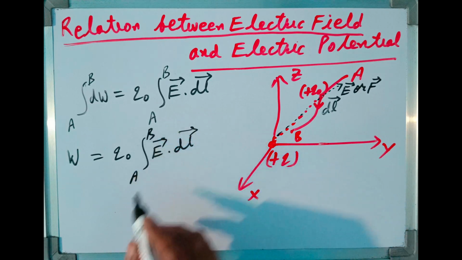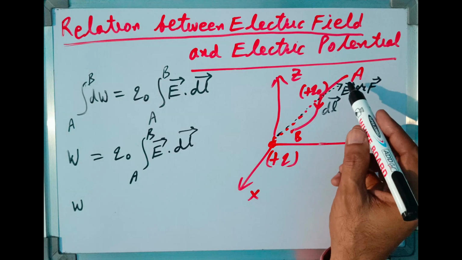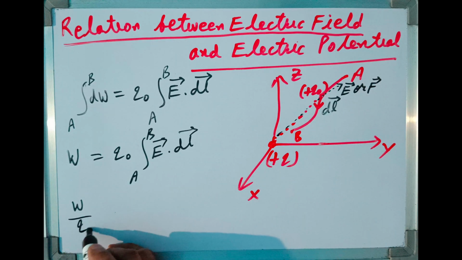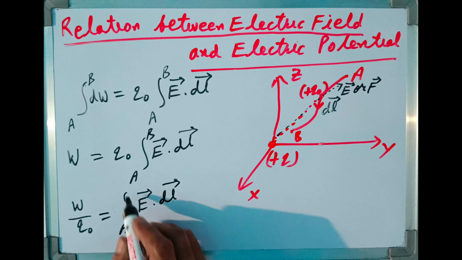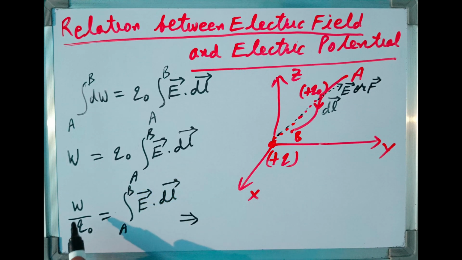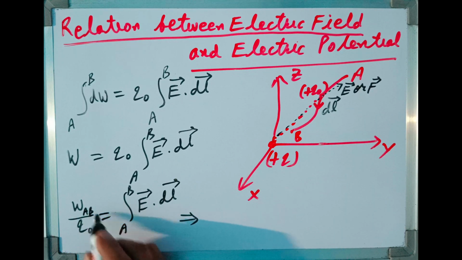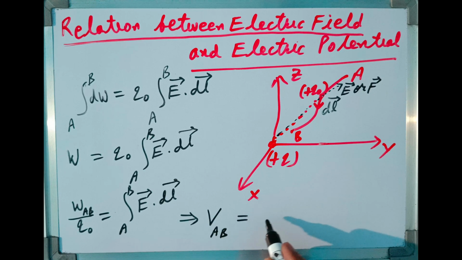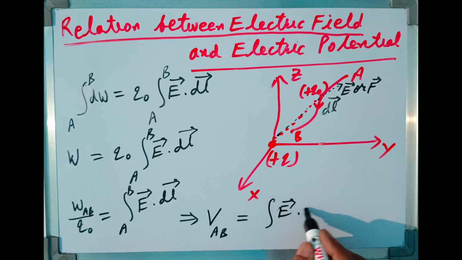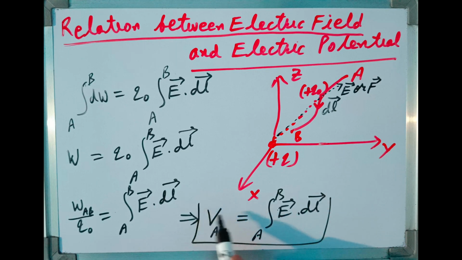And this work done is the total work done in moving the test charge from point A to point B. Taking q naught to the left hand side, I can write equal to integral E vector dot dl vector from A to B. By definition of potential difference, this is work done in moving the test charge from A to B. I can denote it by W_AB. W_AB upon q naught is nothing but the potential difference between points A and B, equal to integral E vector dot dl vector from A to B. So this is the required relation between potential difference and electric field.